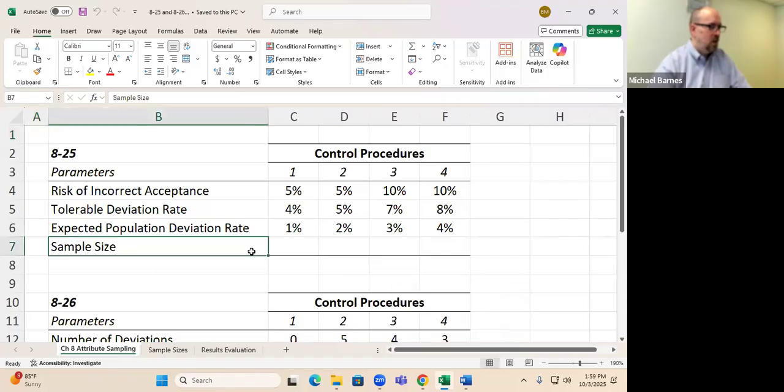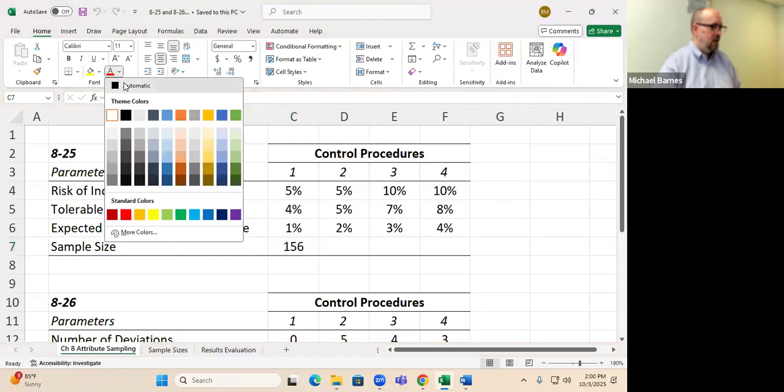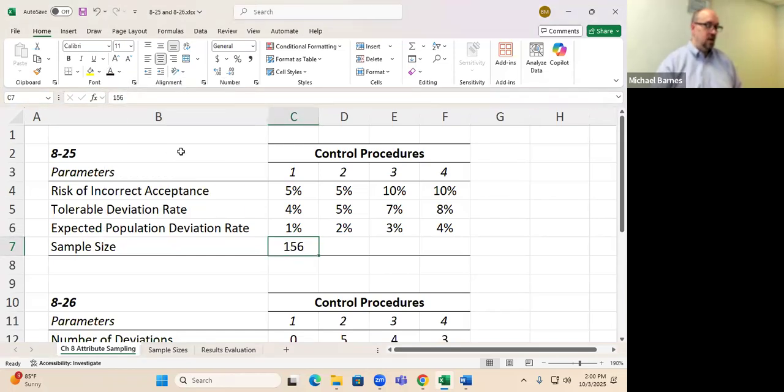What's our sample size for the first control procedure? So a 5% risk of incorrect acceptance, which means a confidence level of 95%, a tolerable deviation rate of 4%, and an expected population deviation rate of 1%. What is our sample size in the first one? 156. Does everybody agree with that one? All right, good. That's the number I have.